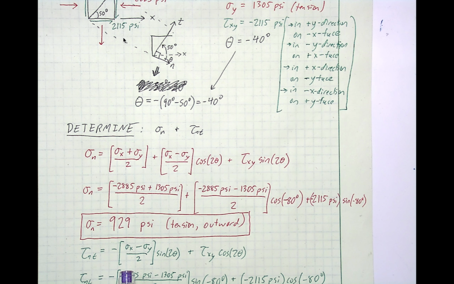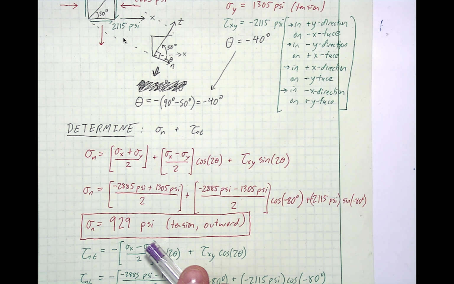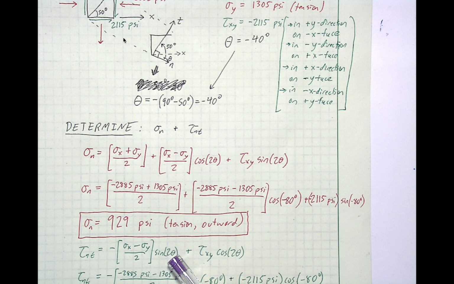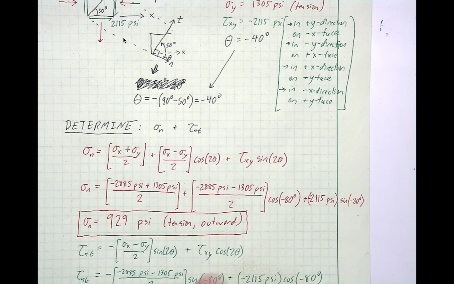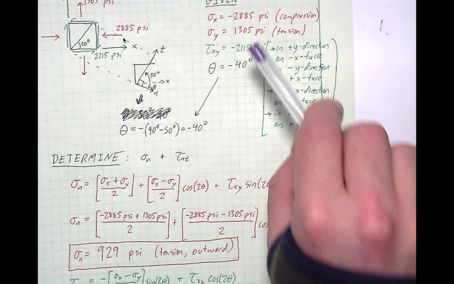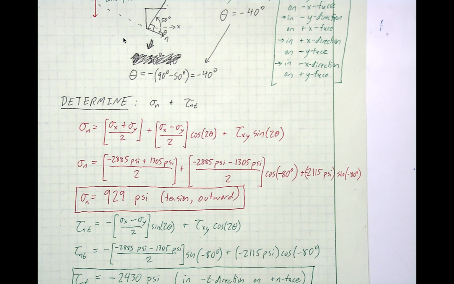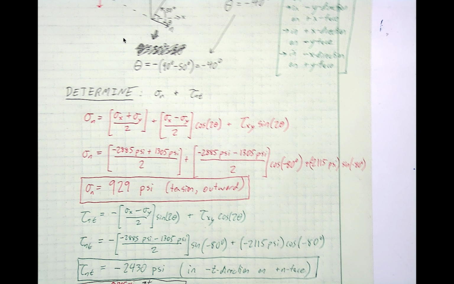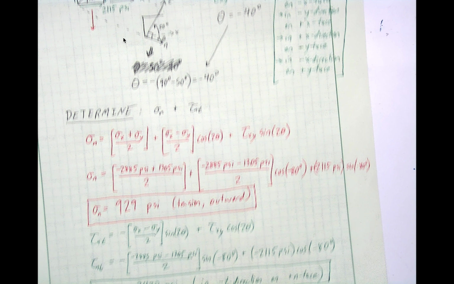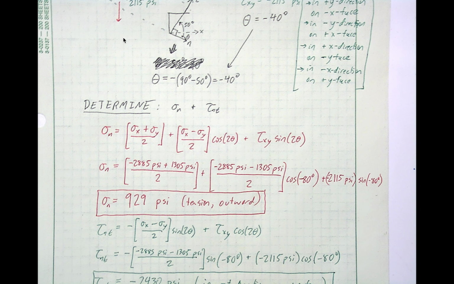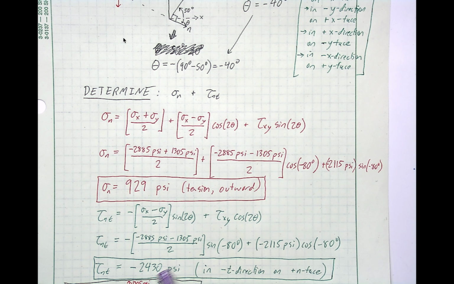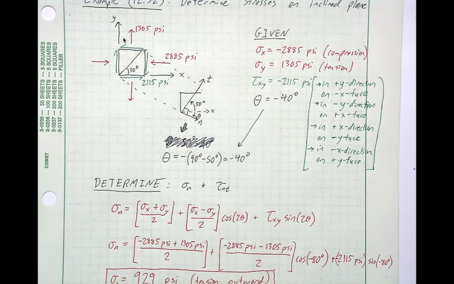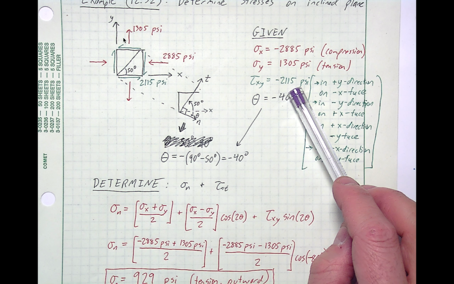If we go to our shear stress acting on the inclined plane, this is our stress transformation equation. Again, we see a sigma x, a sigma y, tau xy, and theta, and nothing else. Those are our four quantities that we determined and listed out up here. If we plug them in, we get negative 2430 psi. And here's an interesting result: by a rotation, we got an even stronger shear stress than is originally acting in the xy plane.